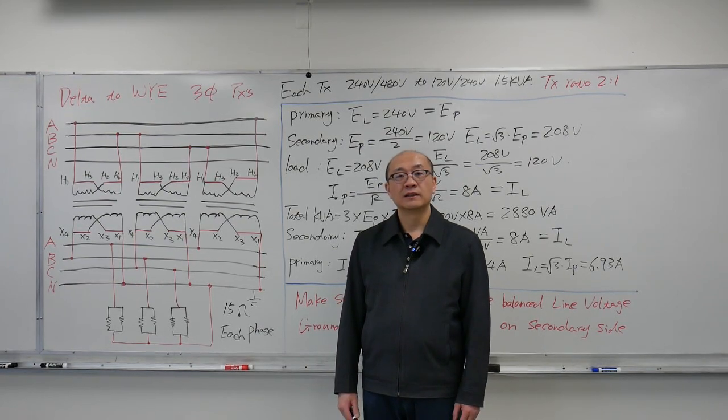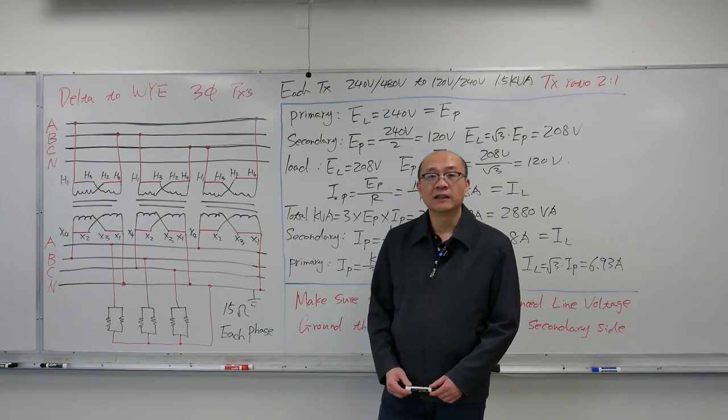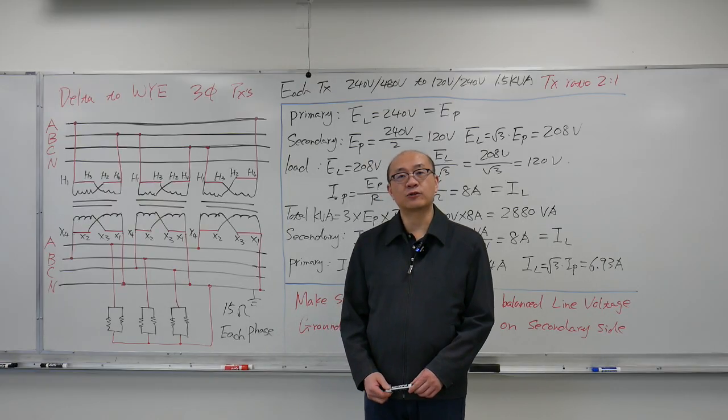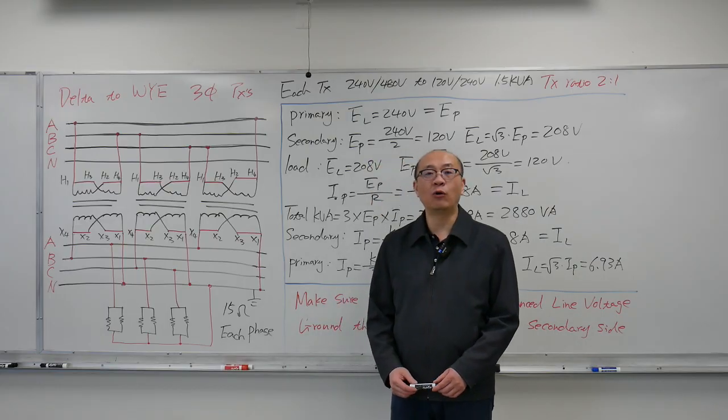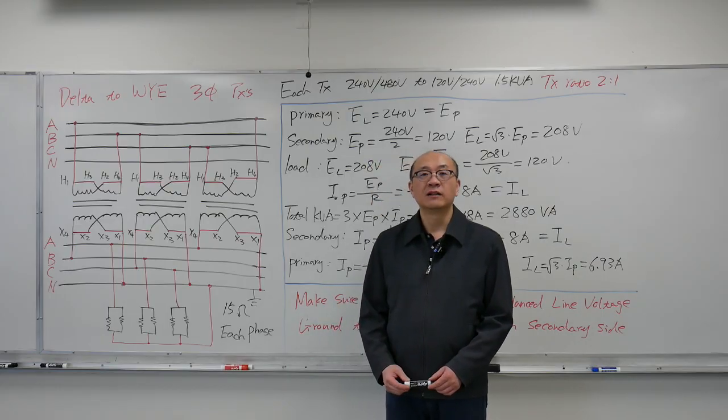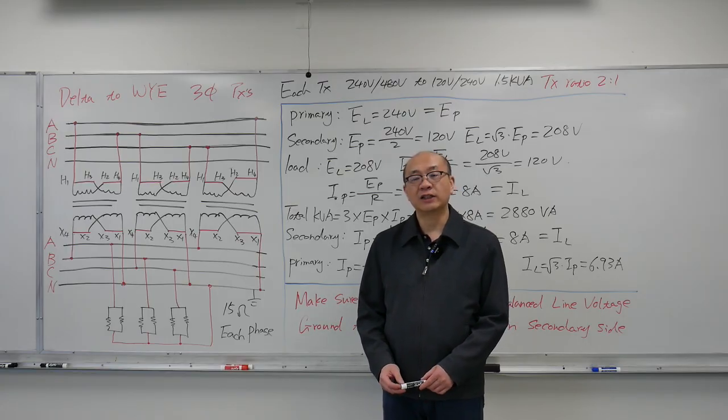Hello everyone. In this lab we're going to discuss the delta to Y three-phase transformer bank. The delta to Y three-phase transformer bank is the most common three-phase distribution transformer bank. There is also a special requirement for this bank. If you remember the phasor diagram for delta to Y, the arrow for the phasor actually points out, instead of all pointing in like the other Y connected transformer banks.